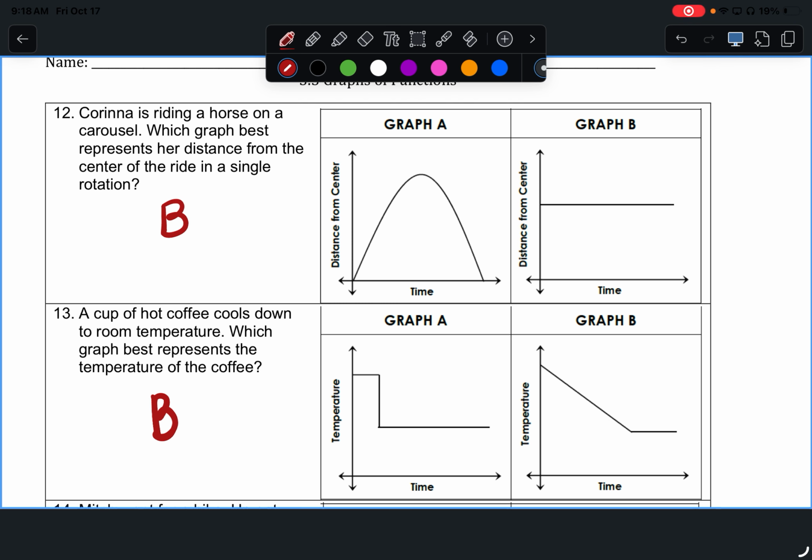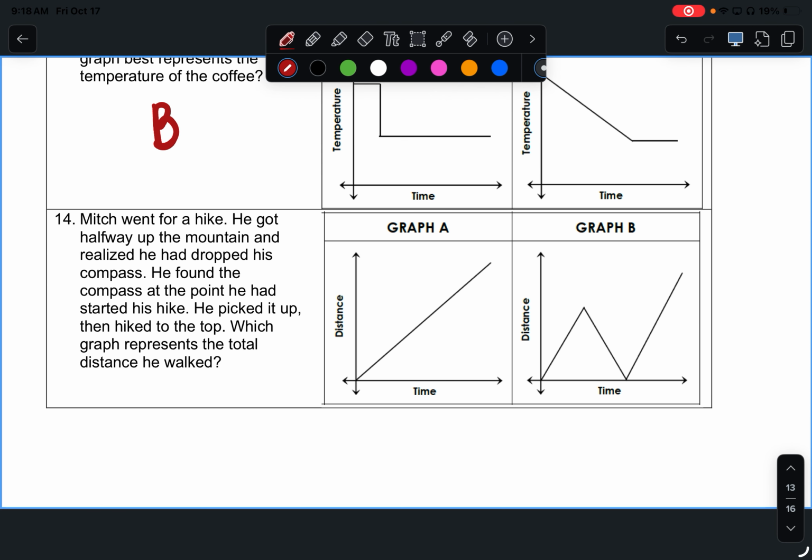All right, now 14, I need you to pay attention to the question, okay? Mitch went for a hike. He got halfway up the mountain and realized he had dropped his compass. He found his compass at the point at which he had started his hike. He picked it up and then hiked to the top. Which graph represents the total distance? Total distance he walked, not elevation, just distance.